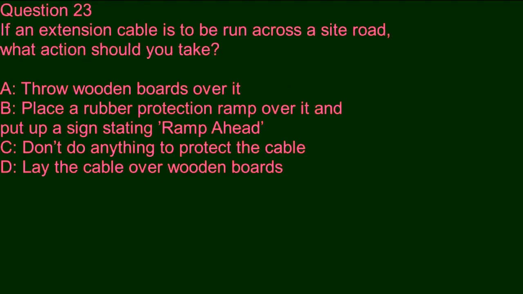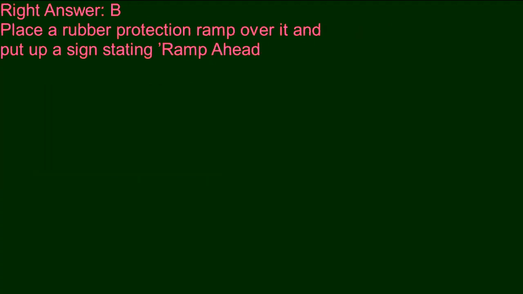Question 23. If an extension cable is to be run across a site road, what action should you take? A. Throw wooden boards over it. B. Place a rubber protection ramp over it and put up a sign stating, ramp ahead. C. Don't do anything to protect the cable. D. Lay the cable over wooden boards. Right answer, B. Place a rubber protection ramp over it and put up a sign stating, ramp ahead.